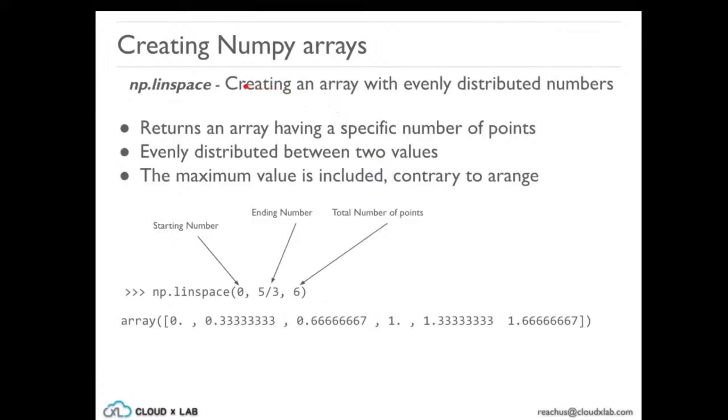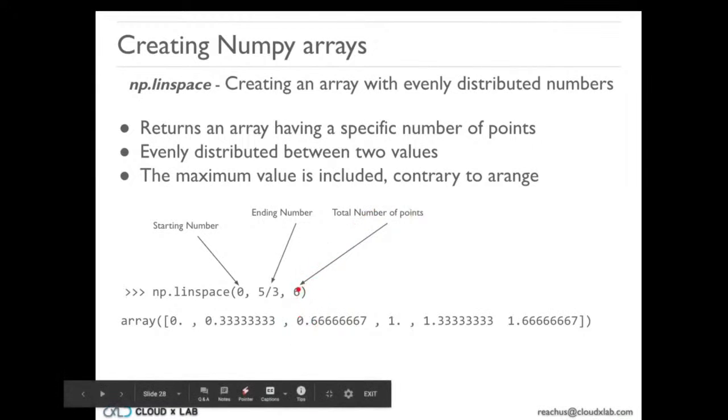Okay, now there is another way, which is to create an array of evenly distributed numbers, and that's called np.linspace. The way that works is it returns an array with the specified points, evenly distributed between 2 points. The maximum value is included. If you remember, when I used np.arange, the maximum value is not included. In this case, the maximum value is included. The other difference is that whereas in np.arange I gave the step size, here I don't give the step size, I give the total number of points that's needed.